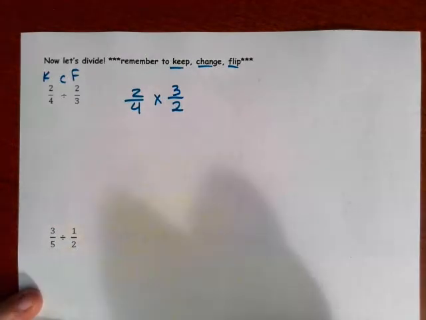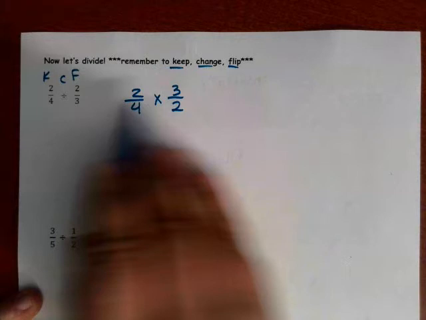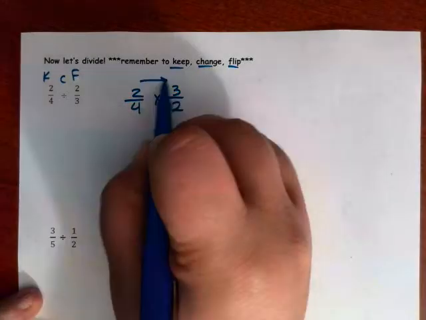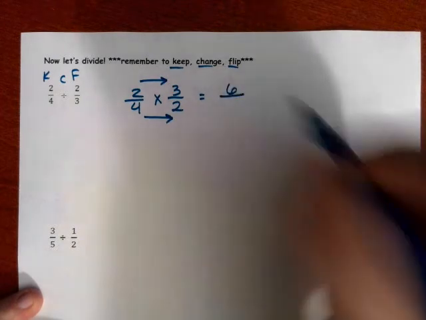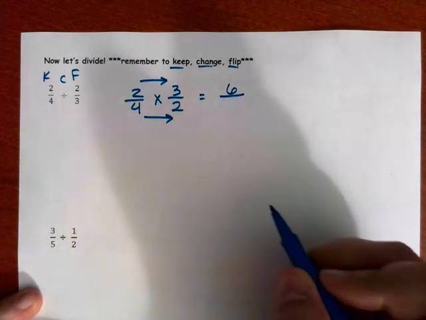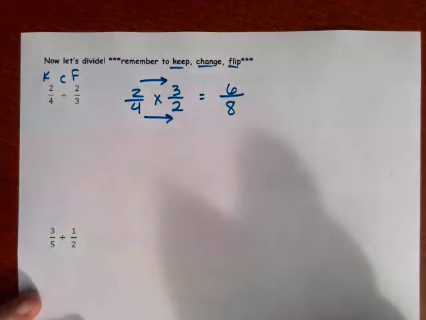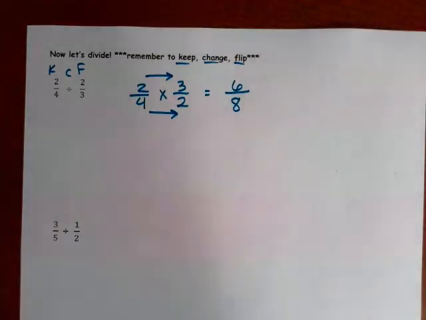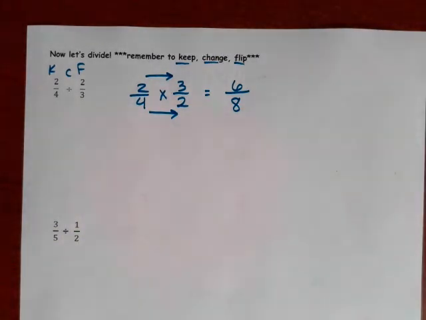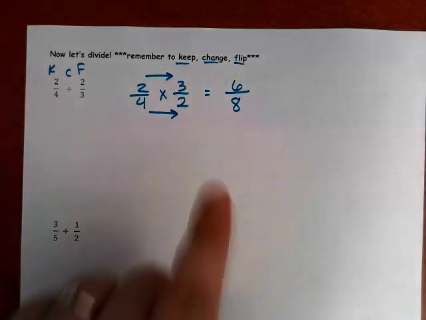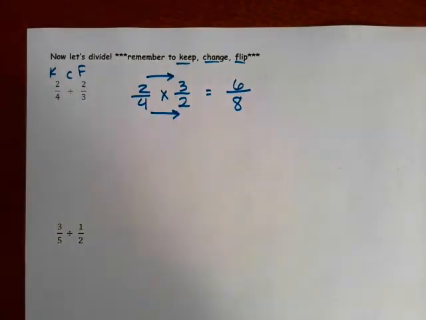And now all I have to do is what we learned yesterday, which is multiply straight across the fraction. 2 times 3 equals 6. 4 times 2 equals 8. All right, and then now we're going to simplify. If you remember yesterday, I did show you how to simplify using your multiplication chart. Or you could just divide by a common factor. In this case, the common factor is 2.